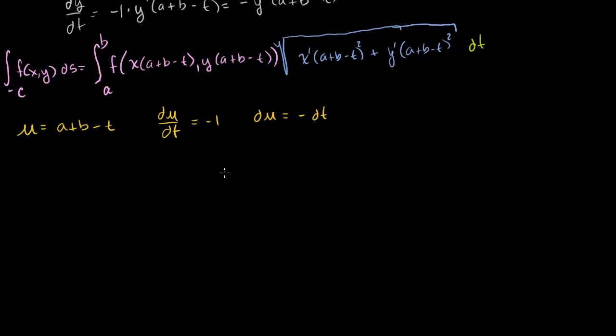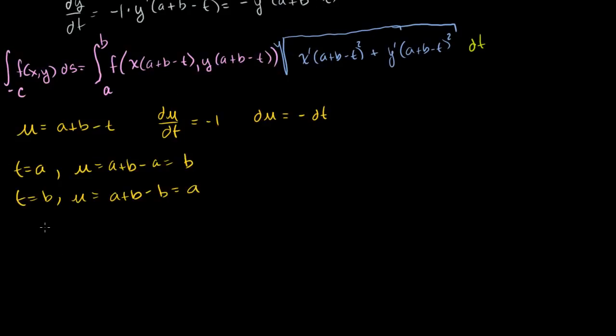And let's figure out our boundaries of integration. When t is equal to a, what is u equal to? u is equal to a plus b minus a, which is equal to b. And then when t is equal to b, u is equal to a plus b minus b, which is equal to a. So if we do the substitution on this crazy hairy looking integral, it should simplify a little bit.